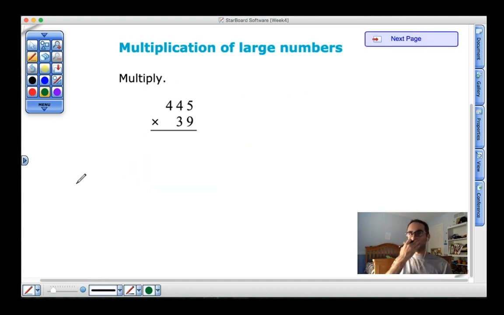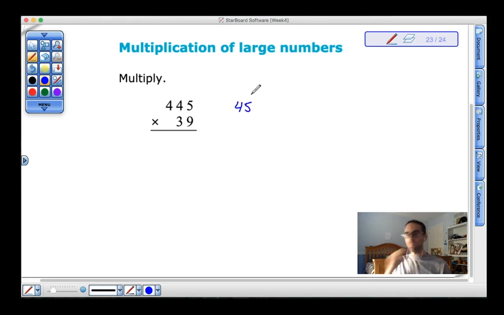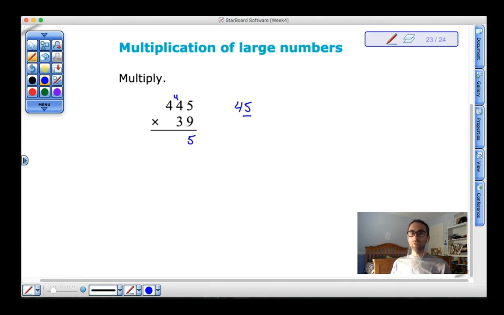All right. So next example I'll cover with you. I have 445 times 39. I'm going to start by using the 9. So I'm going to do 9 times 5 to get an answer of 45. So I'll put down my 45 over here. I'm going to bring the 5 down to the bottom. And I'm going to carry my 4 up over the next 4.